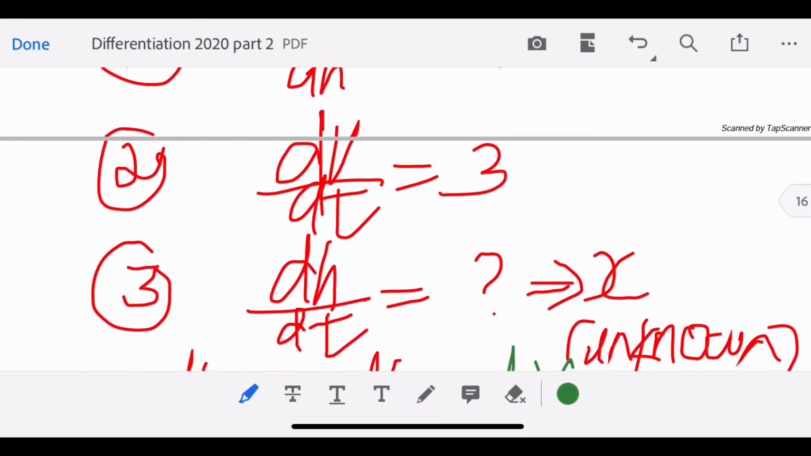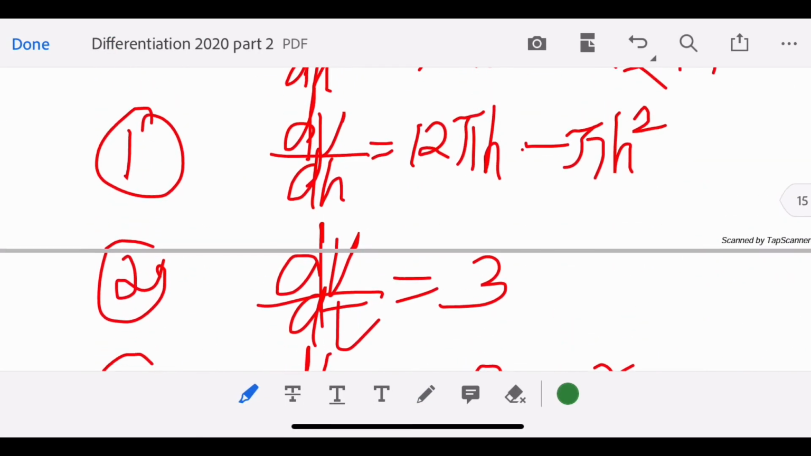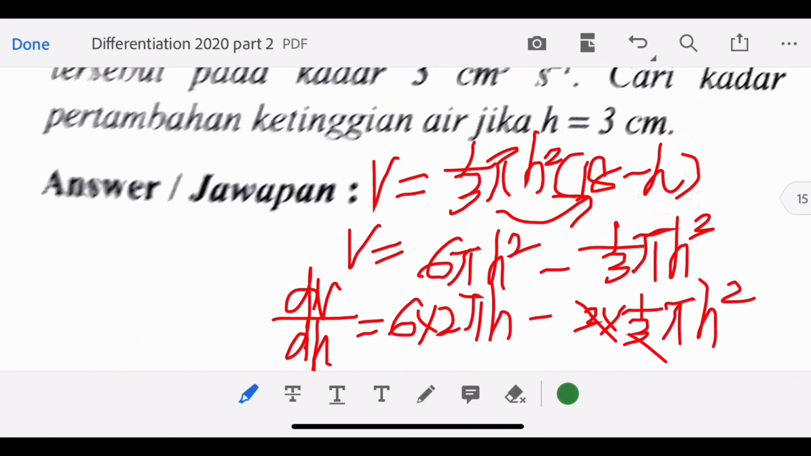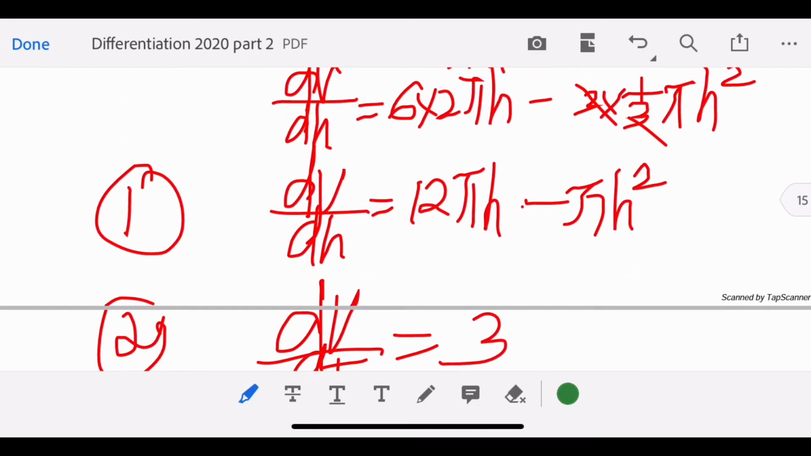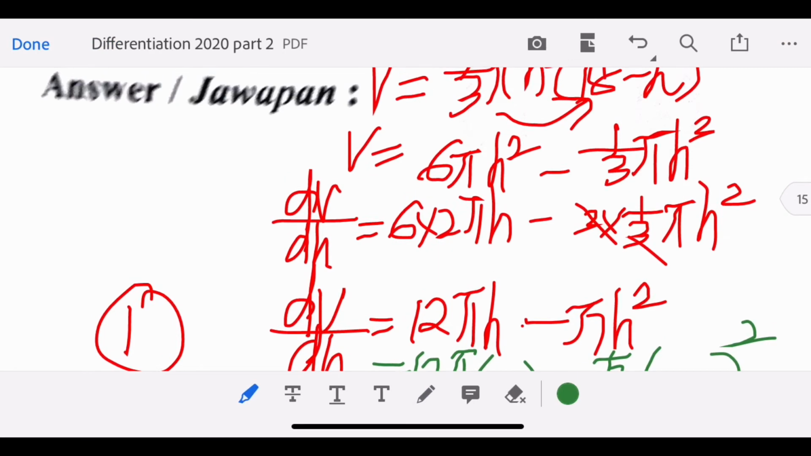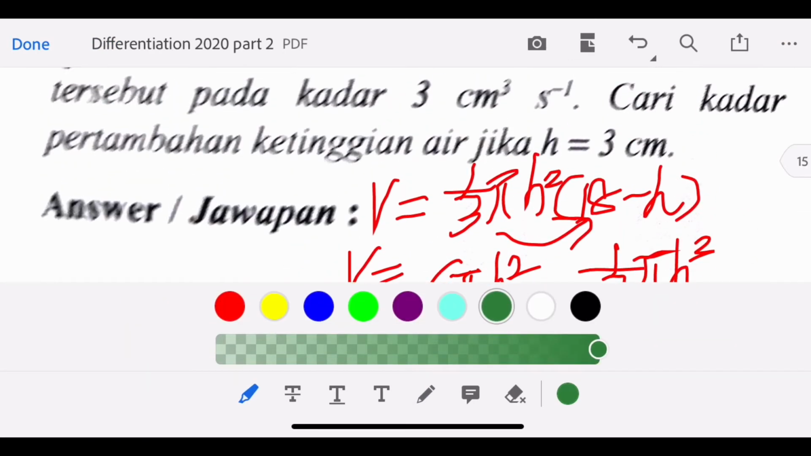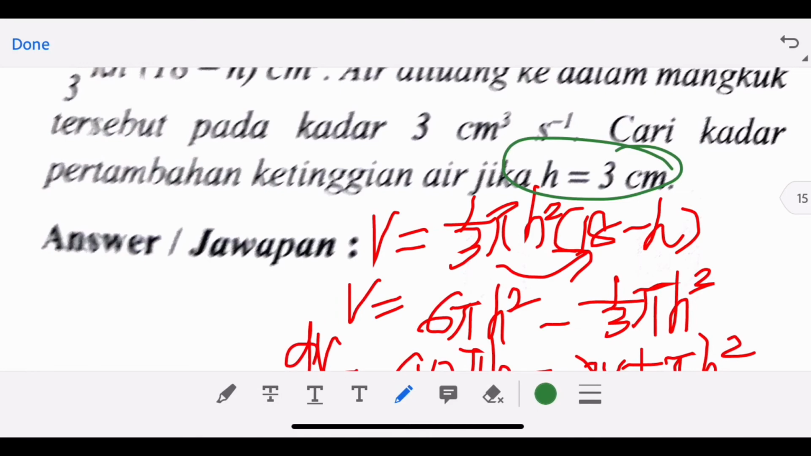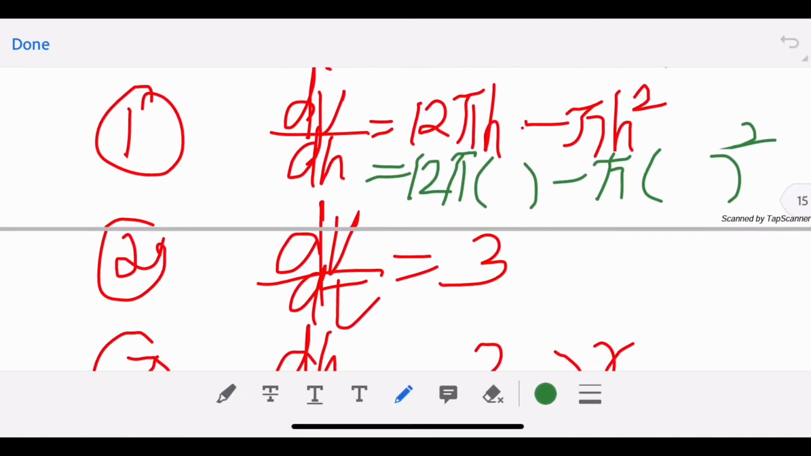Okay, so now you can just substitute. You already got the information up there, dV/dh, right? And the h is 3, right? Now we substitute h equal to 3 into the dV/dh. 12π times 3 minus π times 3 squared. So substitute carefully. h is 3. So that means you solve using your calculator. 3 times 12 is 36, right? Minus 3 squared is 9. 36 minus 9, what do you get? 27, right? So you get 27π, don't forget π.